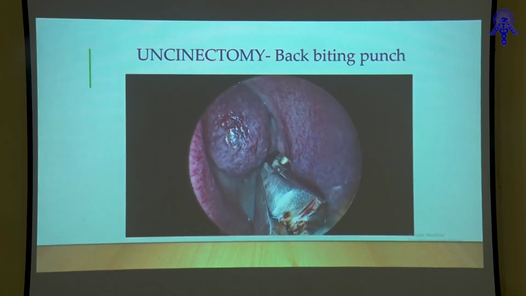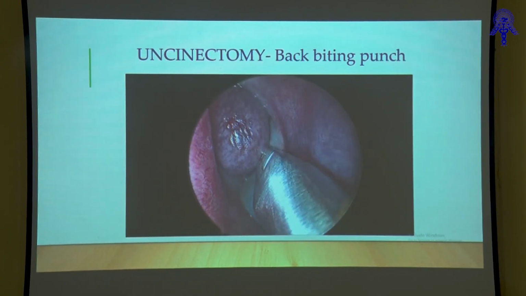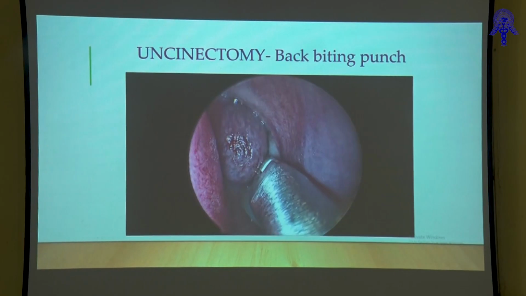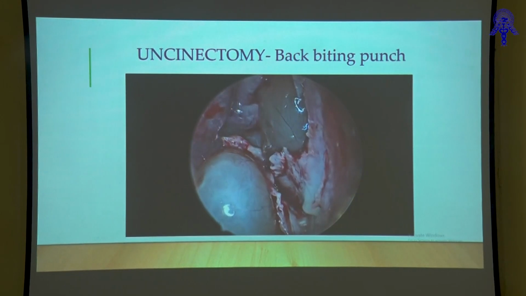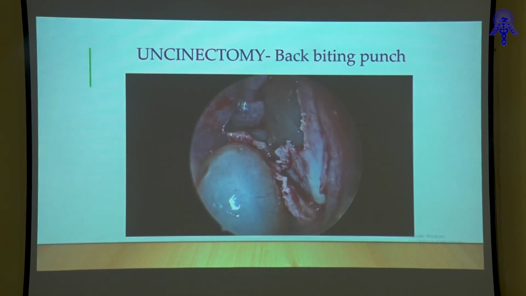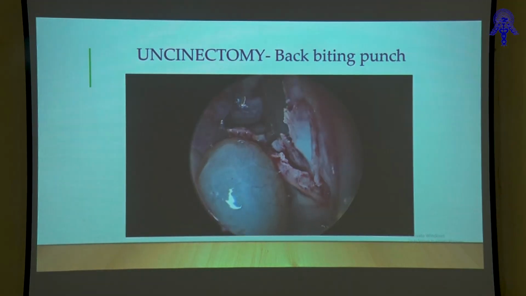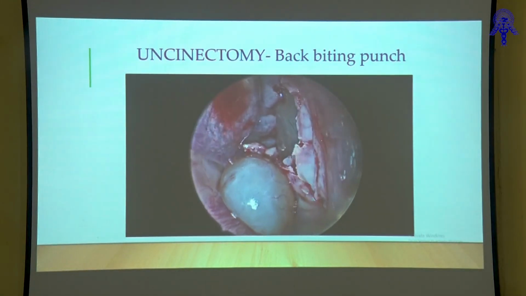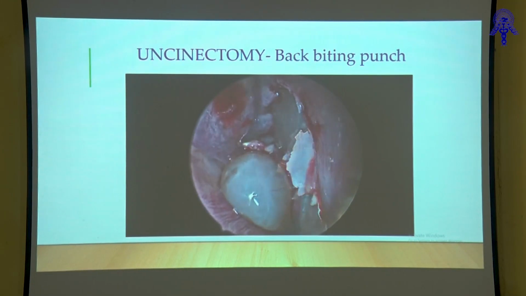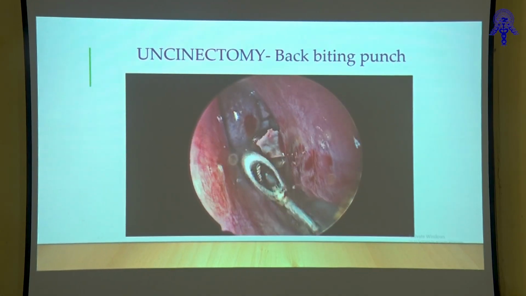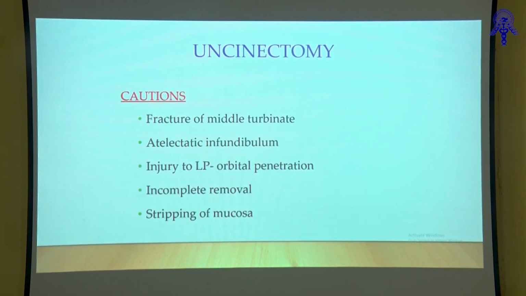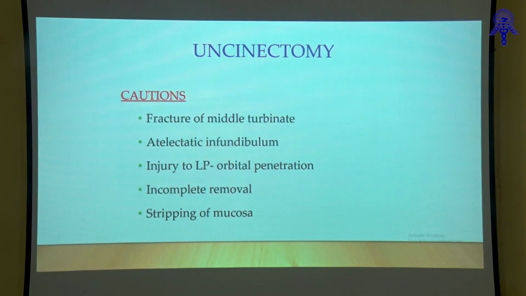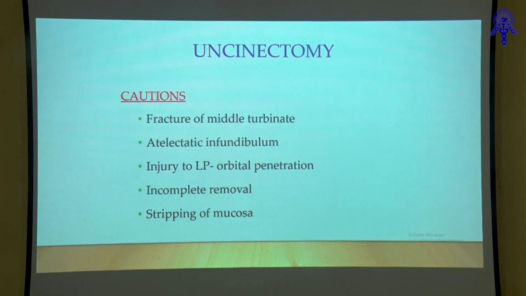So what are the important steps here? Palpating the uncinate process, understanding the depth of the infundibulum, delineating the vertical and horizontal segments of the uncinate process, making a cut at the junction of the vertical and horizontal segments, and then removing part of the uncinate as need be. Then you can identify the natural ostium and open the enlargement. That's the inferior part of the uncinate process which is being removed. What are the cautions? I think we have already talked about it. If you have an atelectatic infundibulum, we can go straight into the orbit, and we should not strip the mucosa.